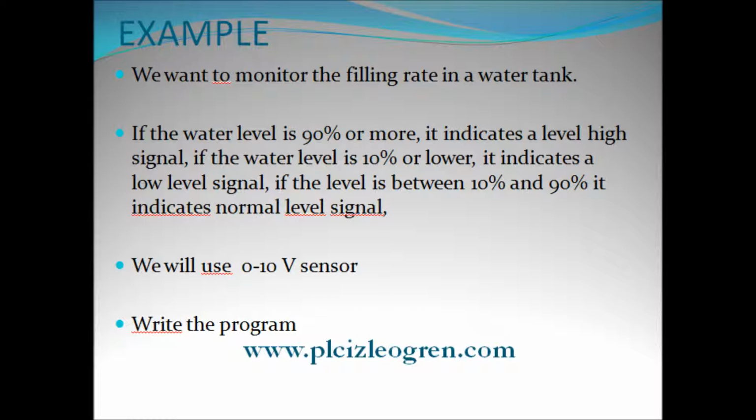If the water level is above 90%, the high level signal. If it is below 10%, low level signal. And if it is between 10% and 90%, normal level signals will be lit. Just think of this as a pressure system, for example an energy generation system. Think of the pressured air tank in a power plant.